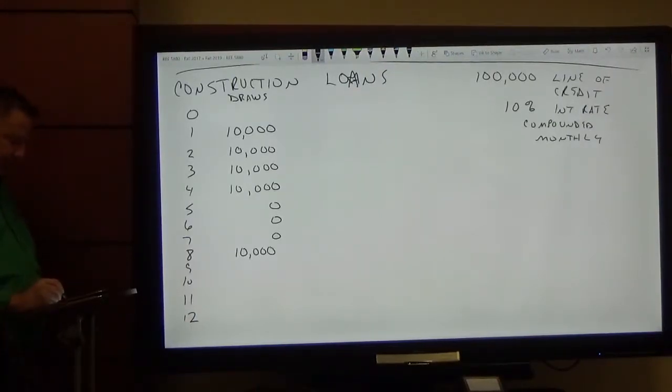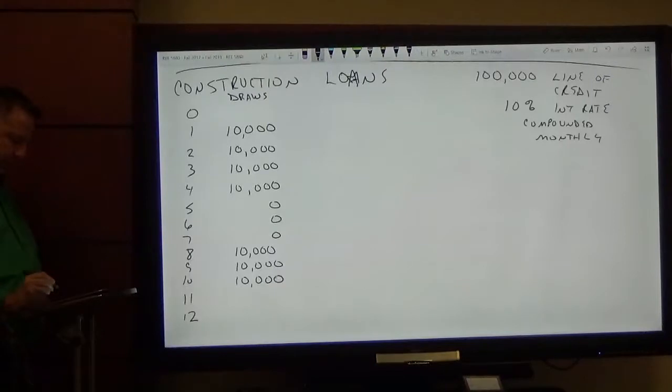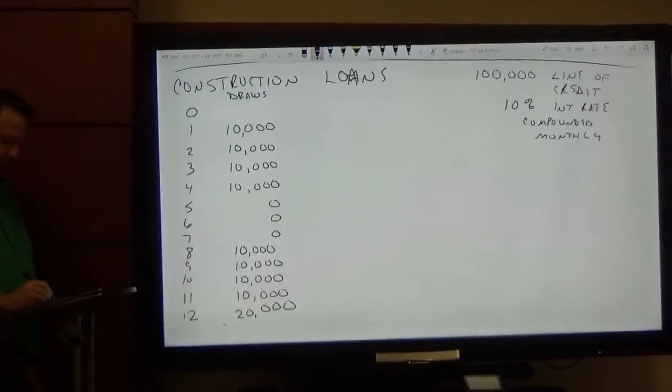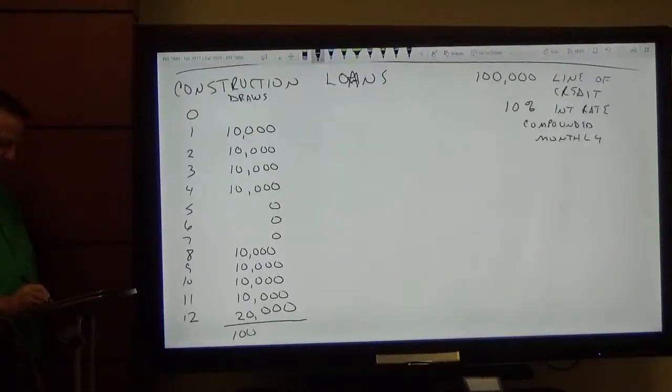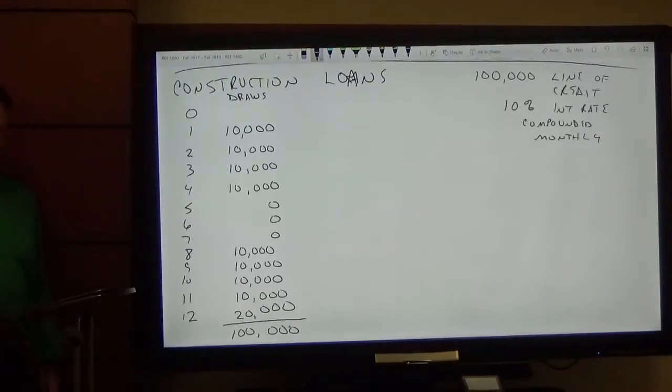They don't have to be equal amounts, I'm just kind of making them equal. Realistically, it's usually more like a bell curve. I would agree. And the only reason I'm doing this is for calculation purposes. All right. And we'll make this last one 20,000. All right, so if I did my math right, we should total up to $100,000 worth of draws.